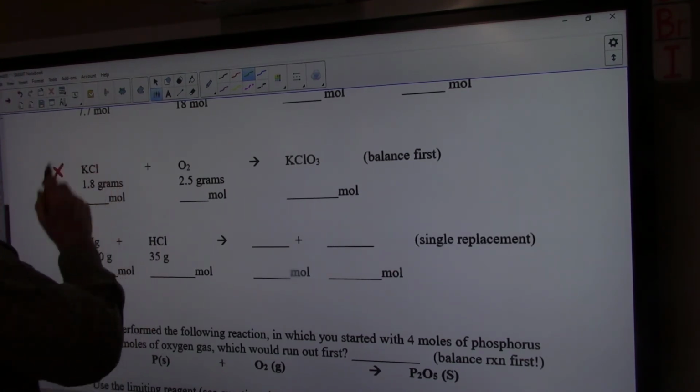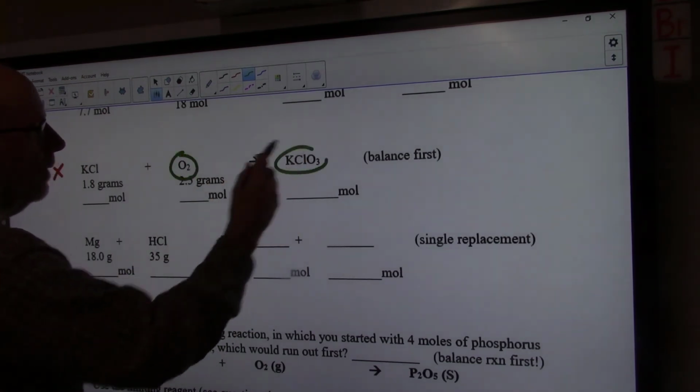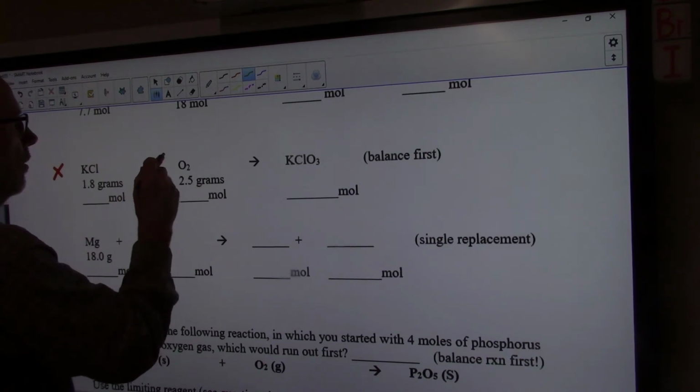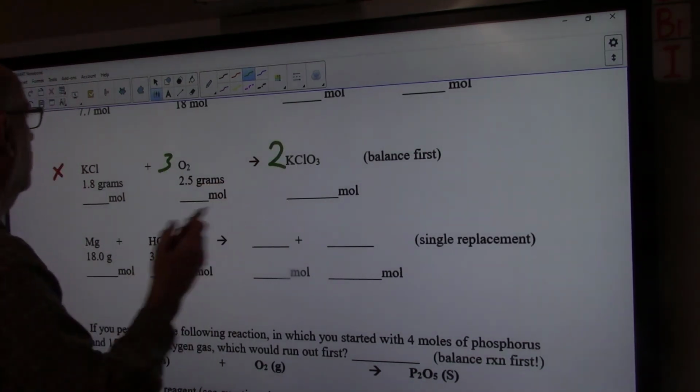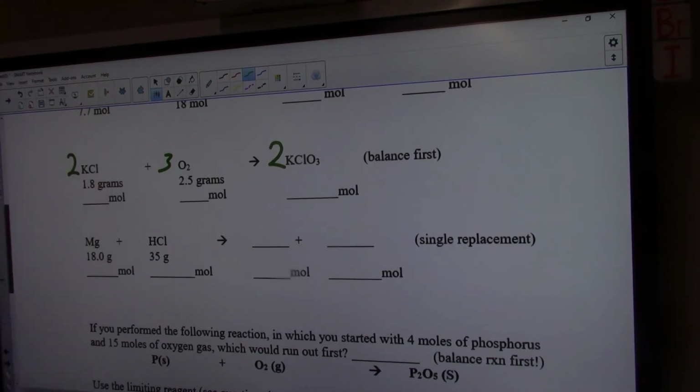Let's balance it. 1K, 1K, 1Cl, 1Cl, 2, sets of 2, sets of 3. How many sets of 3? How many sets of 2? I need 3 sets of 2 to balance 2 sets of 3, but I just wrecked my K's and my Cl's, so I need a 2 there. We have a 2 to 3 to 2 mole to mole to mole ratio.